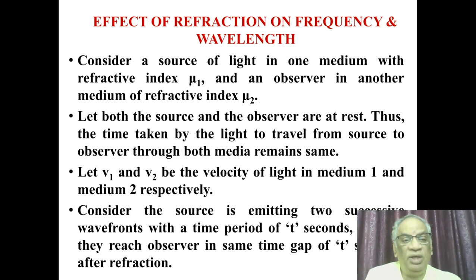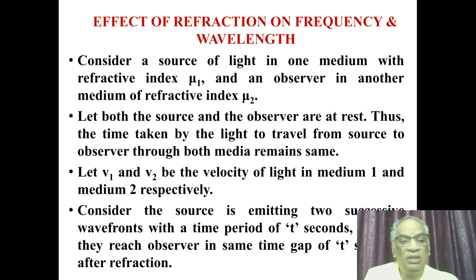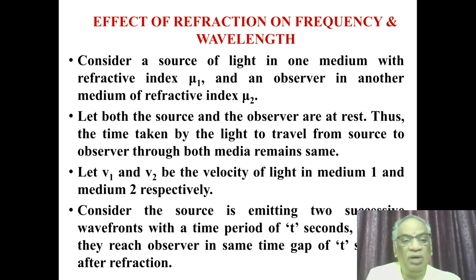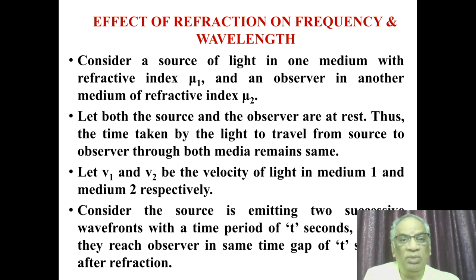Now let us see the effect of refraction on frequency and wavelength. Consider a source of light in one medium with refractive index mu1, and it is being observed by a person standing in the other medium of refractive index mu2, and let both the source and the observer be at rest so that there is no relative motion. Thus, the time taken by the light to travel from source to observer through both media remains the same.